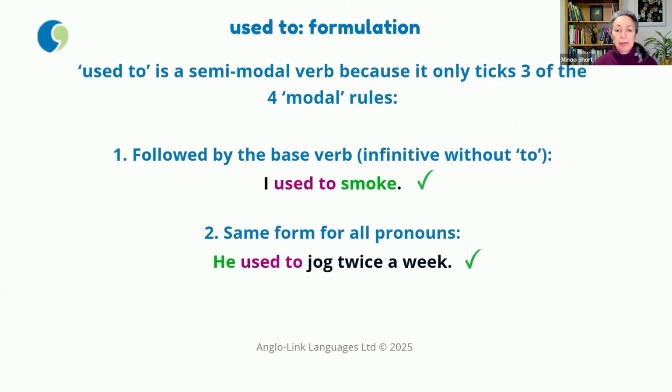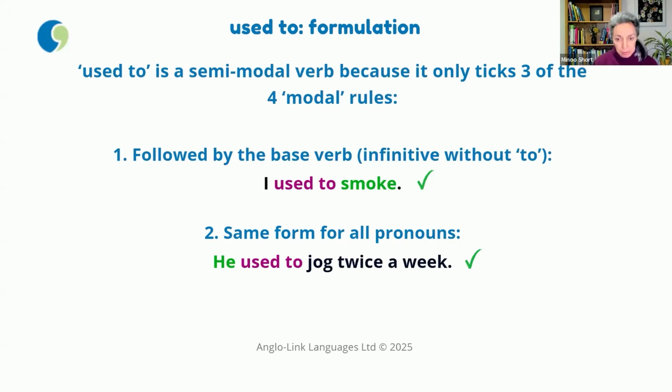Now, a quick word about formulation. Why do we say used to is a semi-modal verb, not a modal verb? That's because it only ticks 3 of the 4 modal rules. Let's go through these modal formulation rules. The first one is that a modal verb is always followed by the base verb. That's the infinitive without to. And used to fits this description. I used to smoke.